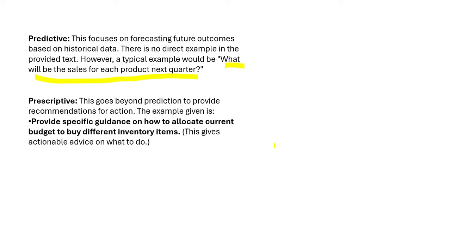And prescriptive is about, for example, you ask this question: provide specific guidance on how to allocate a budget to different inventory items. So it's an advice.